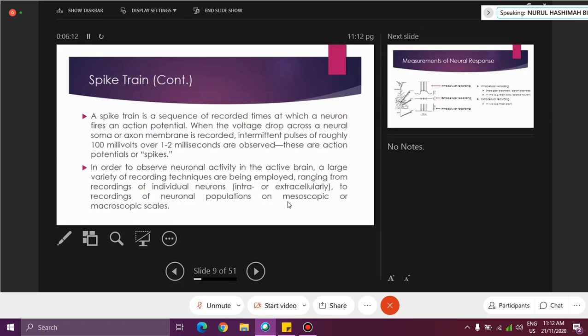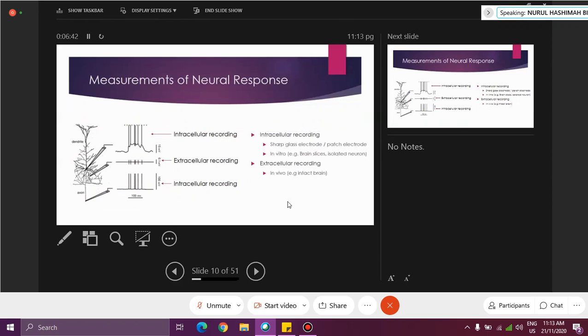A spike train is a sequence of recorded times at which a neuron fires an action potential, when the voltage drop across a neuronal soma or axon membrane is recorded. The pulse of roughly 100 millivolts, and these are action potentials or spikes. Okay, so in order to observe neuronal activity in the active brain, many recording techniques are employed, ranging from intracellular to extracellular.